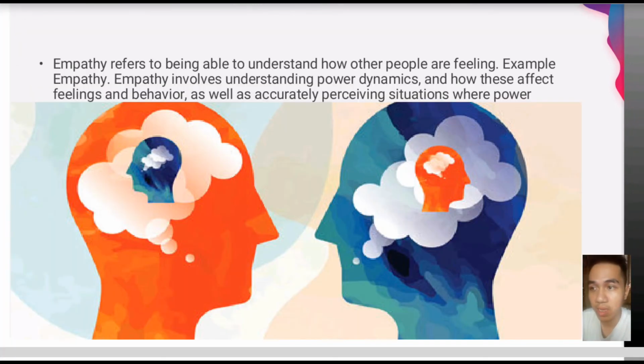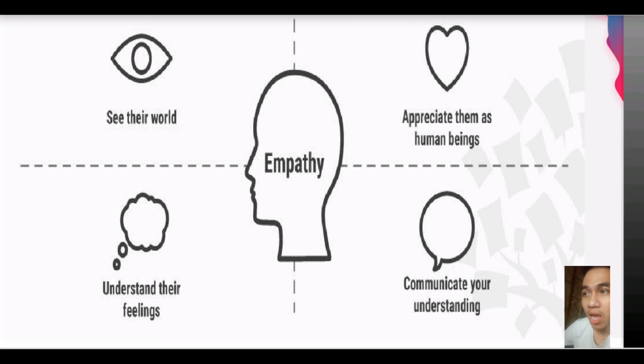For empathy. Empathy refers to being able to understand how other people are feeling. Empathy involves understanding power dynamics and how these affect feelings and behavior, as well as accurately perceiving situations where power dynamics come into force. Empathy includes seeing how individuals see their world, appreciating them as human beings, communicating your understanding, and understanding their feelings.